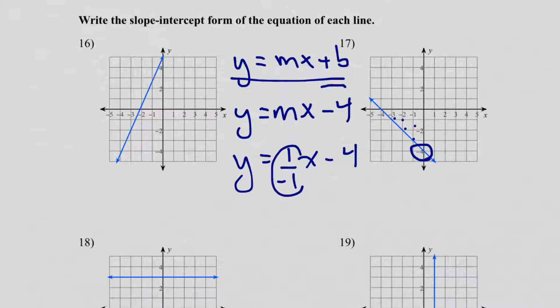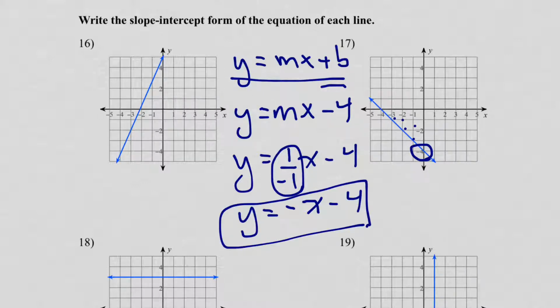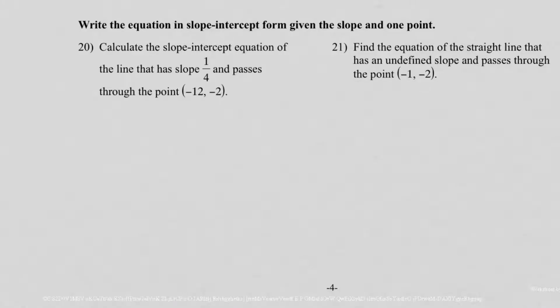I'd like to clean this up a bit, although it's still correct the way it is. 1 divided by negative 1 is negative 1, and for some reason in math, when it's the number 1, we're allowed to ignore it and not put it there. So you might have negative 1x minus 4. That would be totally correct. This is probably the most mathematically conventional way to write the equation of that line.